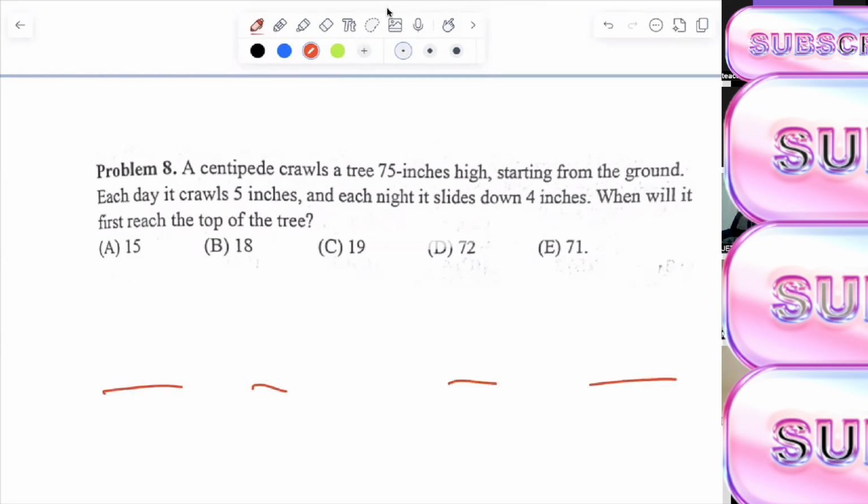So 71 days, because we want to reach 75. Let me talk about it and say it more clearly. Basically, we want to make up every single time. So if we get up to 75, that's when we get up to 70.